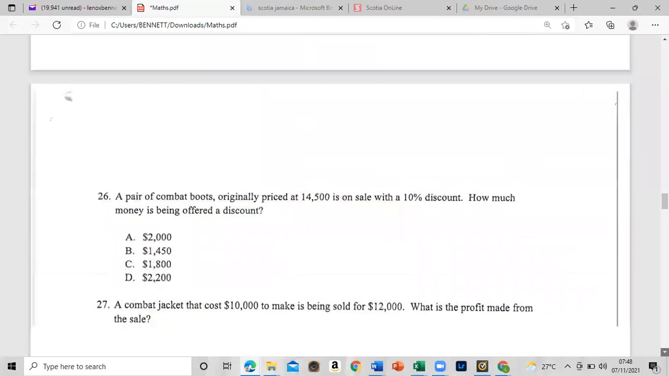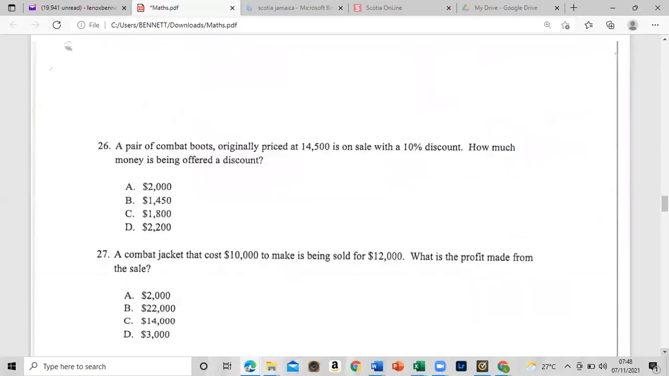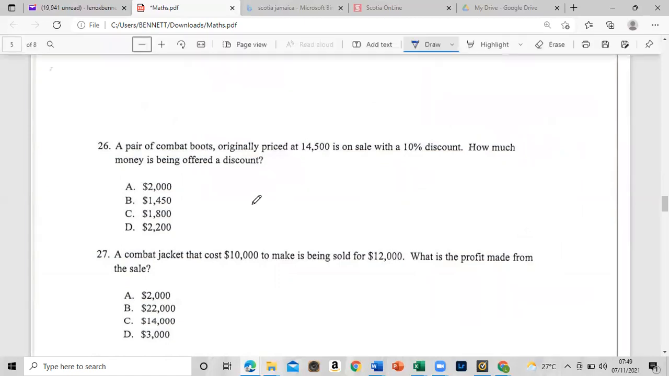Almost finishing up, peeps. A pair of combat boots originally priced at 45,500 is on sale with a 10% discount. How much money is being offered as discount? So we just want the discount. We could just work it out. 10%, right? So this is for the people who need the steps. 10% is like dividing by 10, and 50% is like dividing by 2. Understand, peeps? So cancel this, and then times this. As I say, this is B.